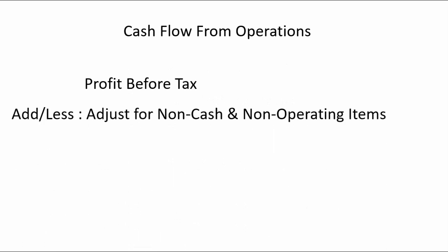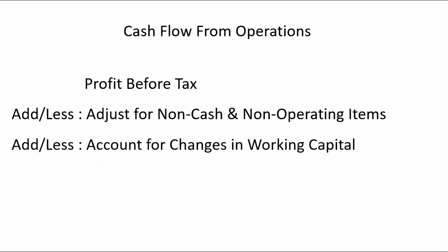Let's understand the cash flow from operations. Cash flow from operations is calculated by taking the profit before tax value from the profit and loss account and then adjusting it for all non-cash and non-operating items, and then accounting for any changes in working capital, and finally deducting the taxes paid. This will be more clear when we look at an example.